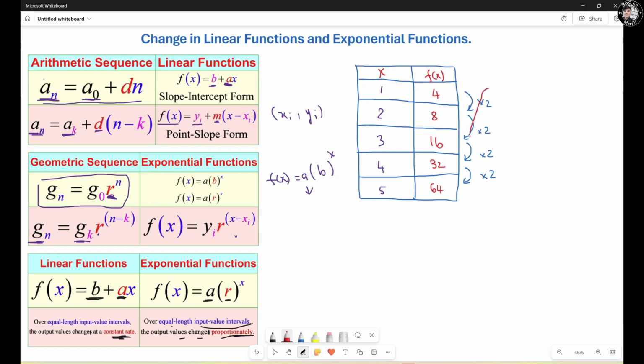So over equivalent input value intervals, the output values change proportionately, right? So we can explain it like this right here. And this is an exponential function.